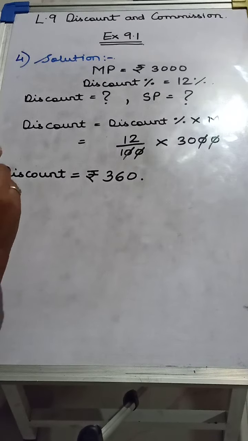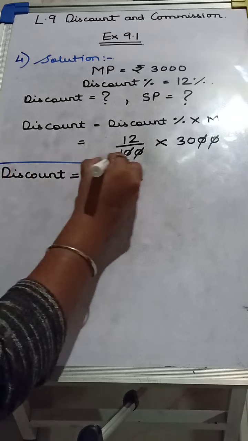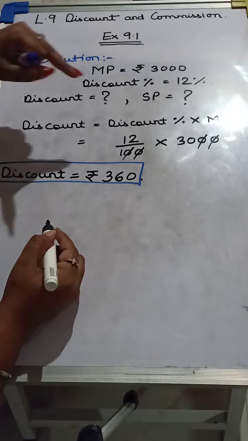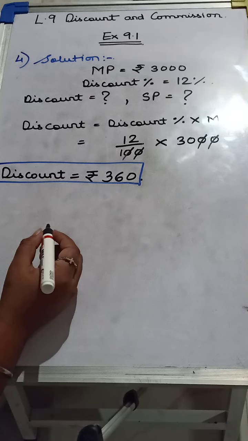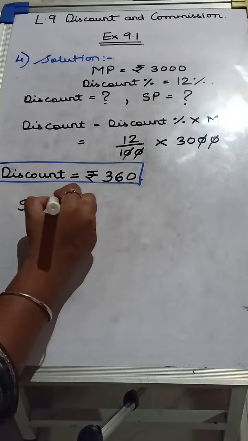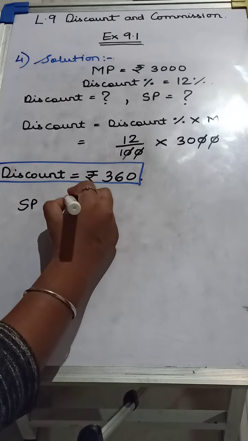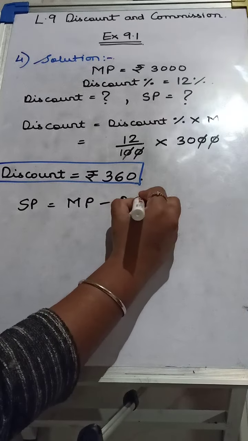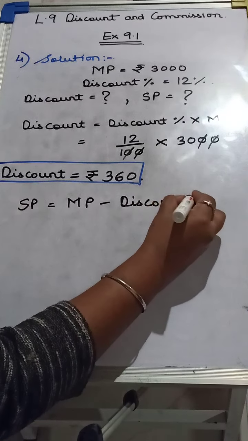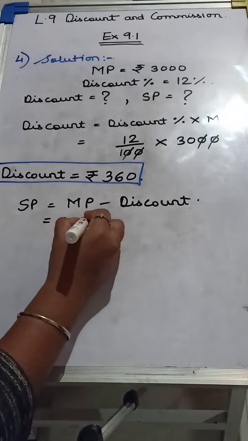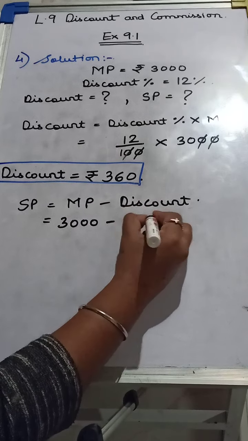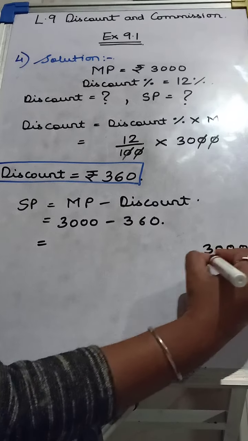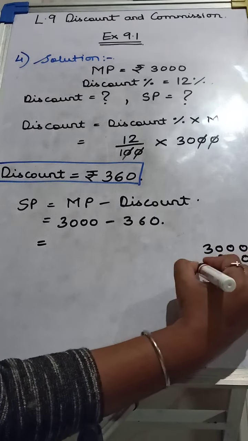So here we found the first part. Two things we are supposed to find here. So here we found discount. Now we are supposed to find the selling price. So our selling price is equals to, now you all must be knowing the formulas very well. So selling price is equals to mark price minus discount. So how much is our mark price? Our mark price is 3000 minus 360, which is equals to, we'll just minus here in the rough column.